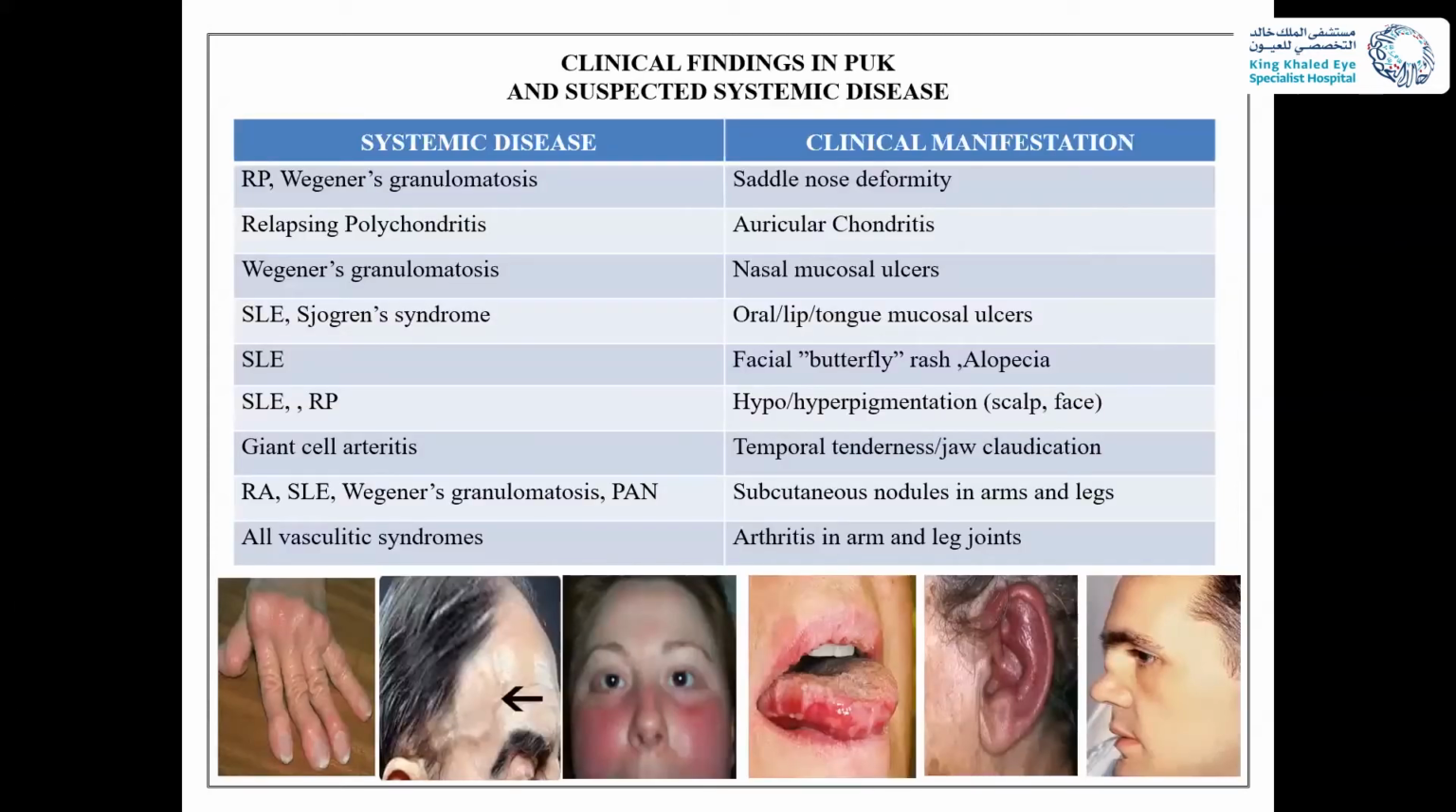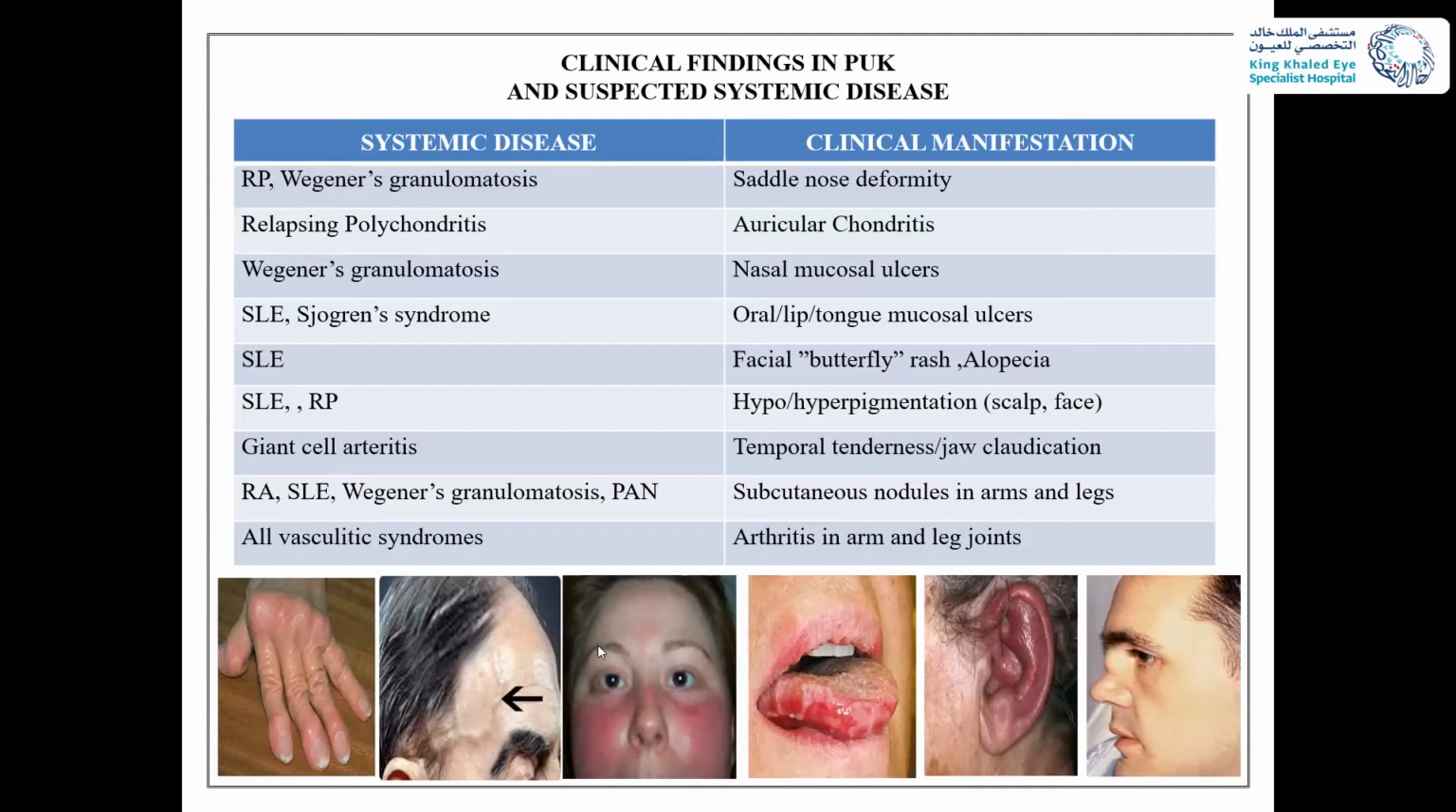Now we have to look at the patient as a whole. We shouldn't look at the patient from an ocular point of view and neglect systemic examination. Evaluation has to be multidisciplinary with a rheumatology or internal medicine team. We have to look for the clinical signs of systemic vasculitis that can tell you the most likely cause of the PUK.